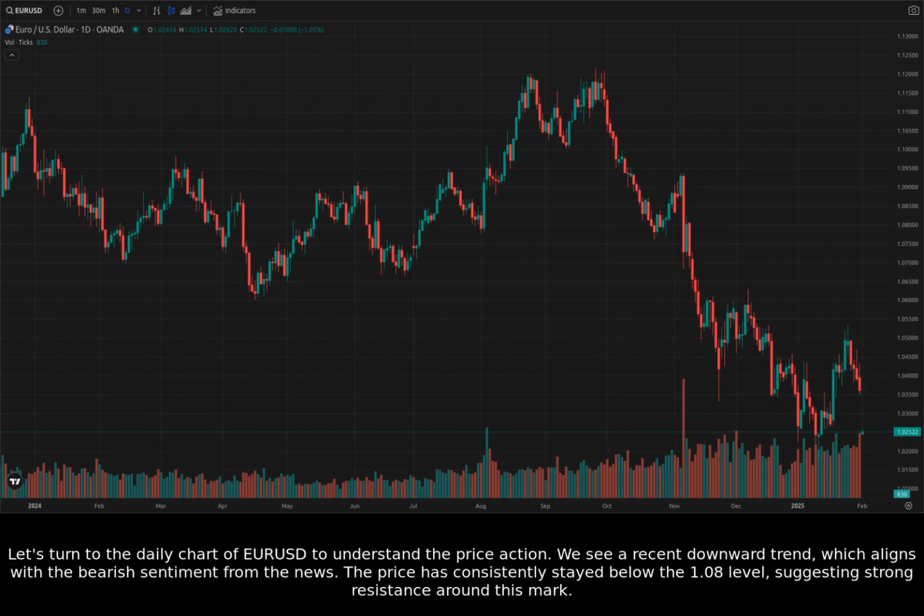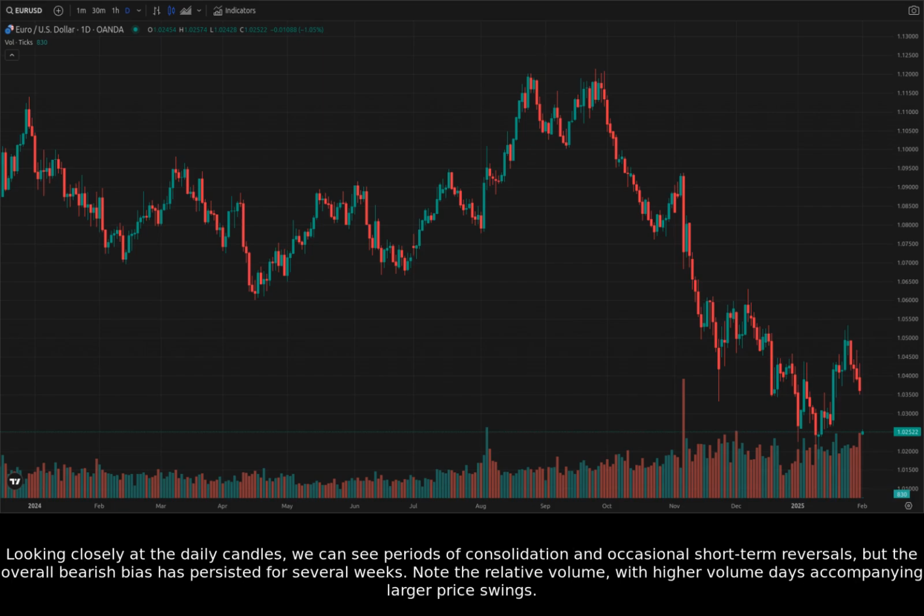Let's turn to the daily chart of EURUSD to understand the price action. We see a recent downward trend, which aligns with the bearish sentiment from the news. The price has consistently stayed below the 1.08 level, suggesting strong resistance around this mark. Looking closely at the daily candles, we can see periods of consolidation and occasional short-term reversals, but the overall bearish bias has persisted for several weeks. Note the relative volume, with higher volume days accompanying larger price swings.